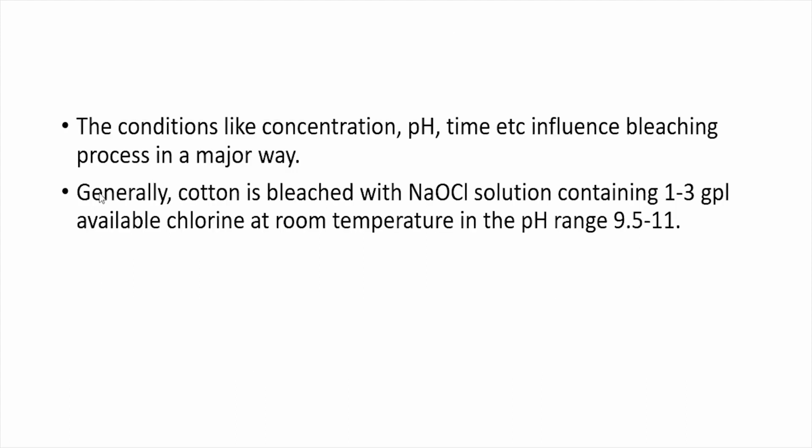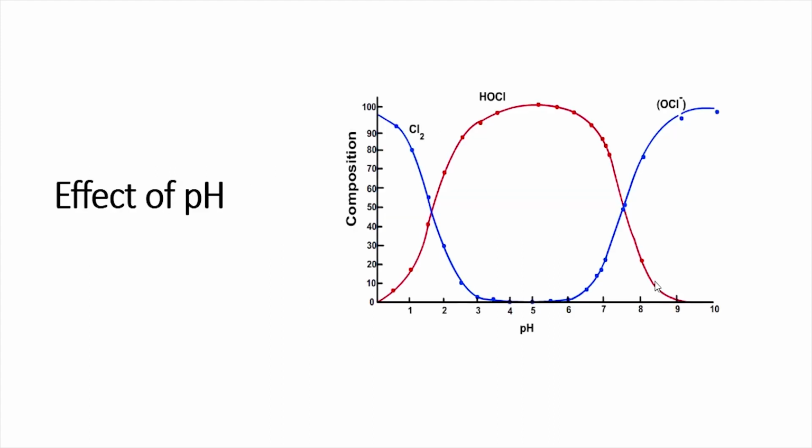The conditions like concentration, pH, and time influence the process of bleaching. Generally, cotton is bleached with NaOCl at 1 to 3 GPL of available chlorine. At room temperature, the pH range will be around 9.5 to 11. The effect of pH on sodium hypochlorite bleaching. See the picture or graph.